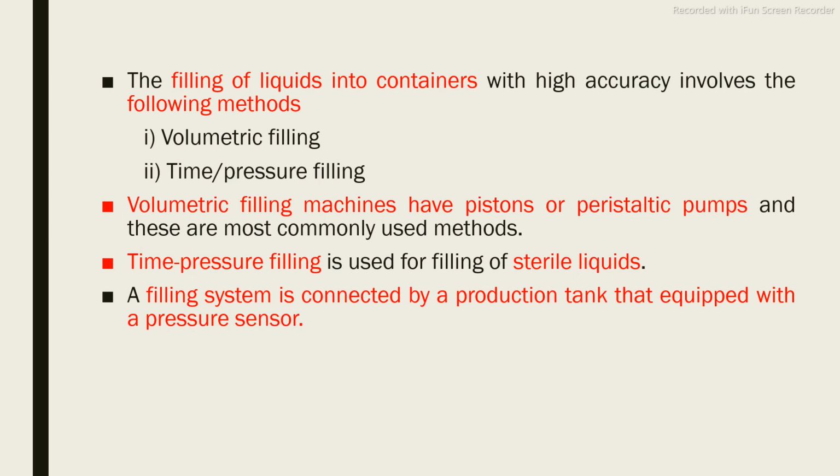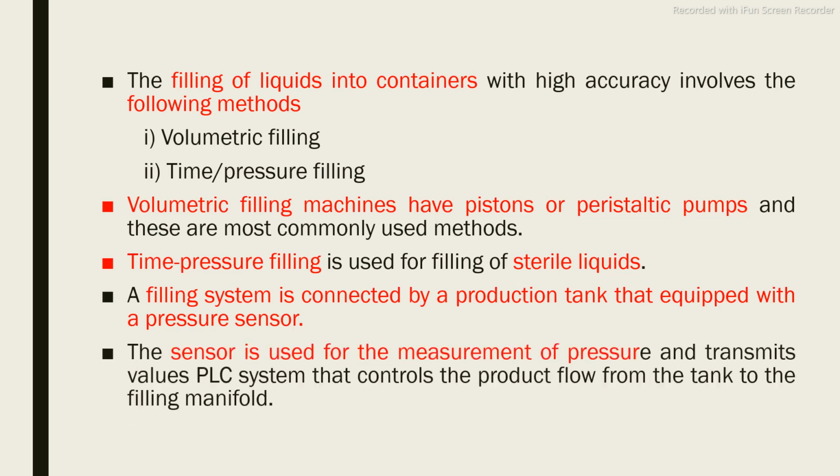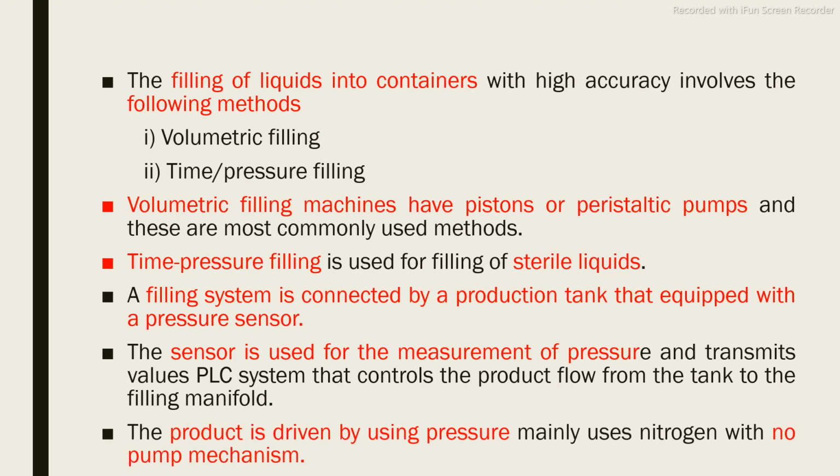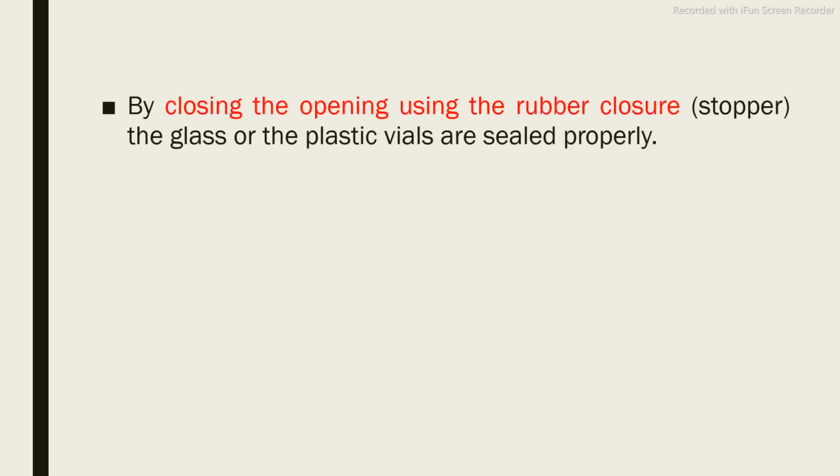This production tank is directly connected to the filling tank, because as we prepare the parenteral preparation, once the preparation is complete, it is not easy to carry it up to the filling area. So that's why the production tank is directly connected with the filling machine, so that once the production is done, it will be directly available in the filling compartment and your ampoules will be ready to fill. The sensor is used for measurement of the pressure, and the product is driven using the pressure, mainly using nitrogen with no pump mechanism. So this is all about the filling machine.